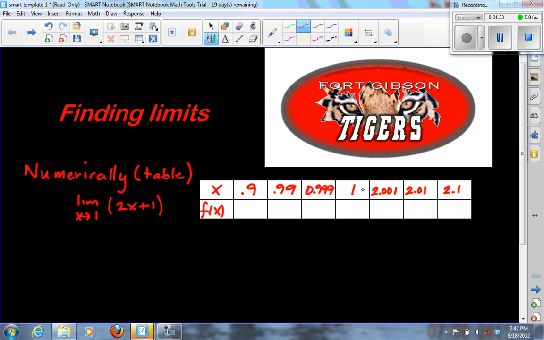So what I'm going to do is plug these values into this function and see what this function is kind of looking like based on this table. So if I plug in a 0.9, 2 times 0.9 is 1.8, plus 1 is 2.8. If I put in a 0.99, 2 times 0.99 is 1.98, plus 1 is 2.98. If I do a 0.999, 2 times 0.999 plus 1 is 2.998. I don't know what this value is, but I'm looking at numbers to the right. So here I've approached from the left. Now let's approach from the right.